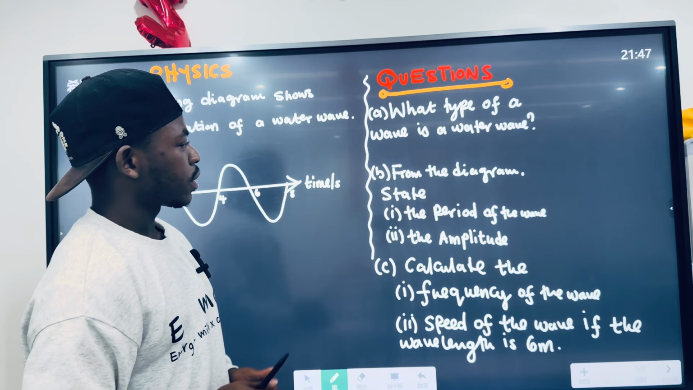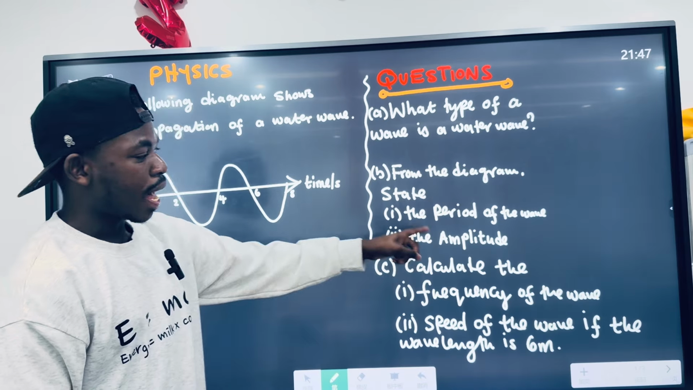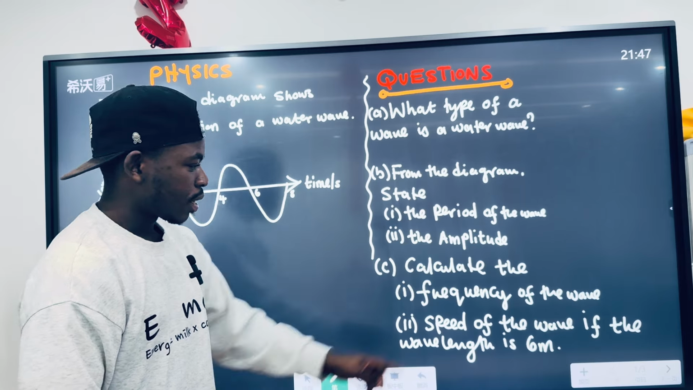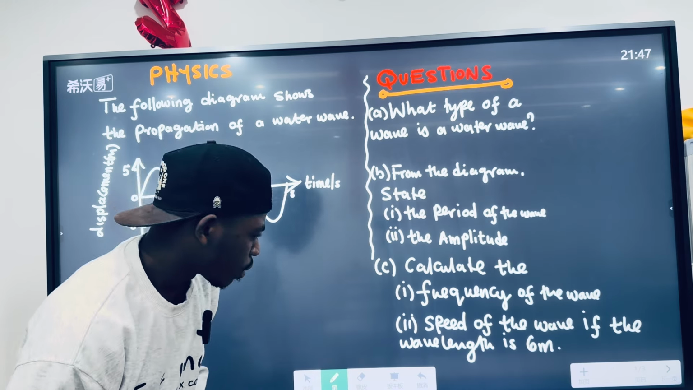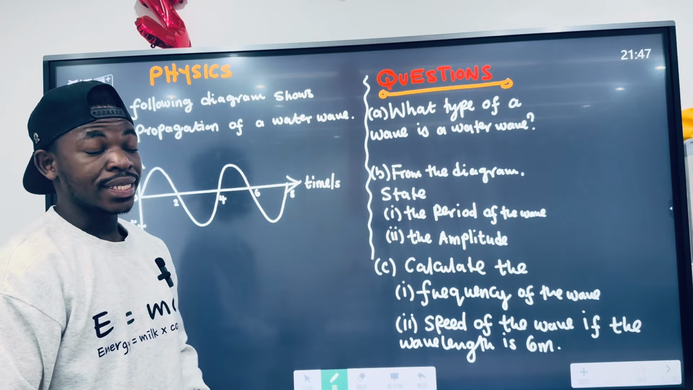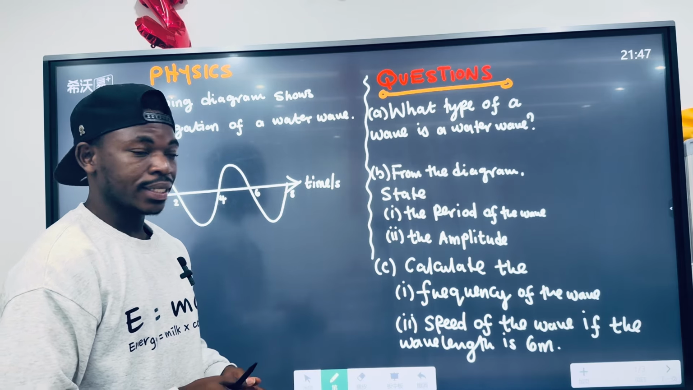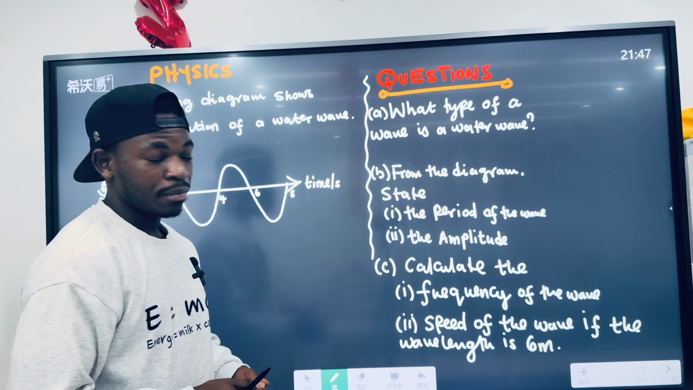Then the other question says, from the diagram, state the period of the wave, the amplitude of the wave. Then part C says, calculate the frequency of the wave, the speed of the wave if the wavelength is 6 meters. Okay. So the questions might look a little bit difficult, but they are very, very easy. So let's just break them down together.